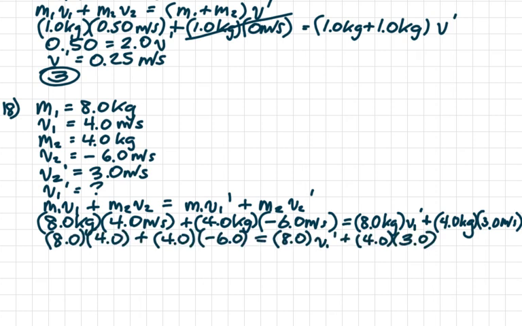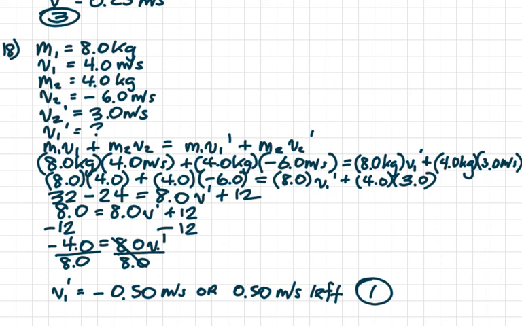All right, collect your terms. 8 times 4 is 32. Negative 6 times 4 is negative 24. You have 8v prime plus 4 times 3 is 12. So 32 minus 24 is 8. Again, you have to be really careful with your arithmetic and tracking the negatives through. But in the end, you wind up that v1 prime is negative 0.5 meters per second, or 0.5 meters per second to the left. If we're calling positive to the right, then a negative answer would be to the left, and that's choice 1. Last question, 19.